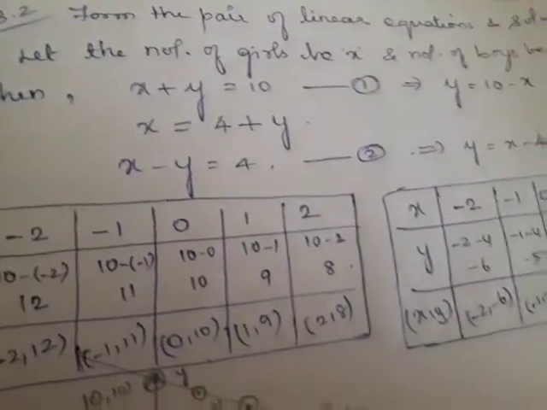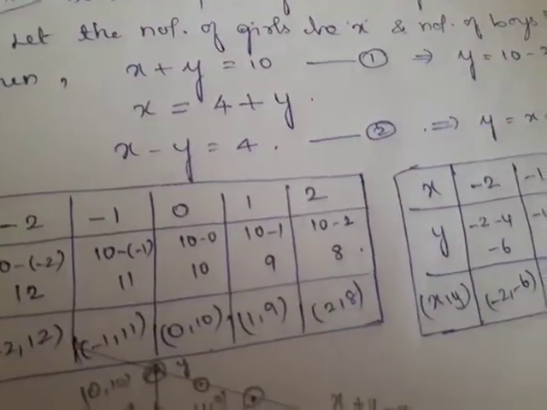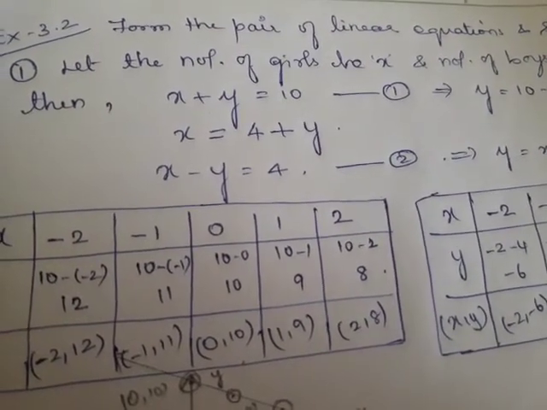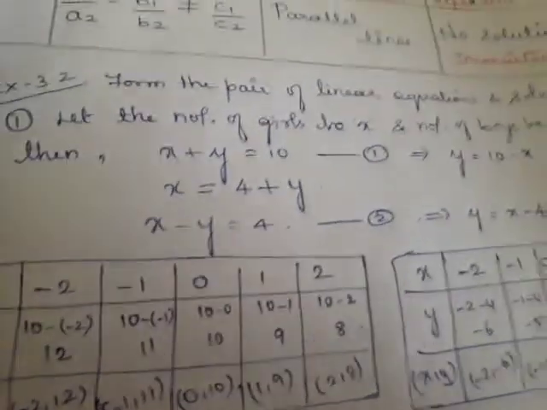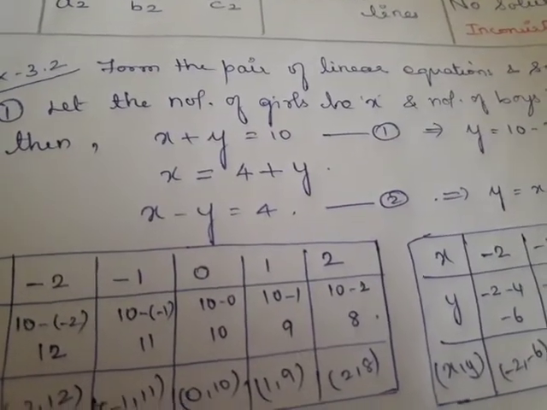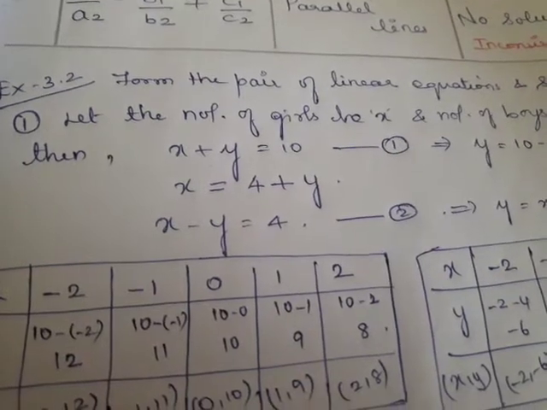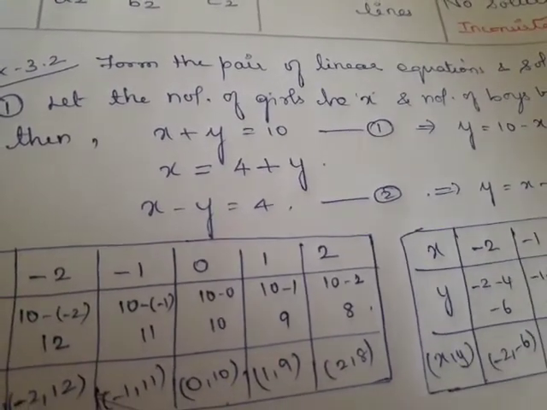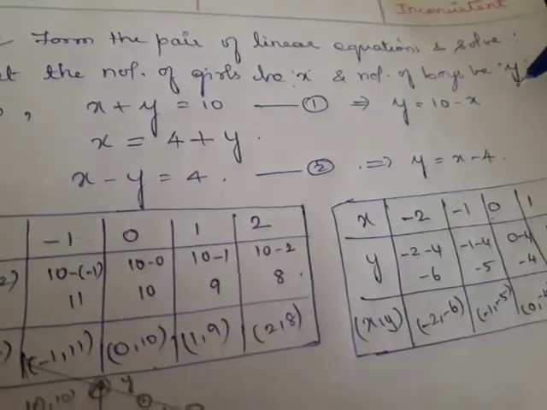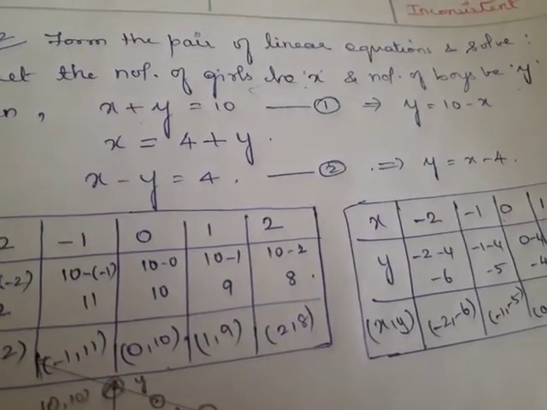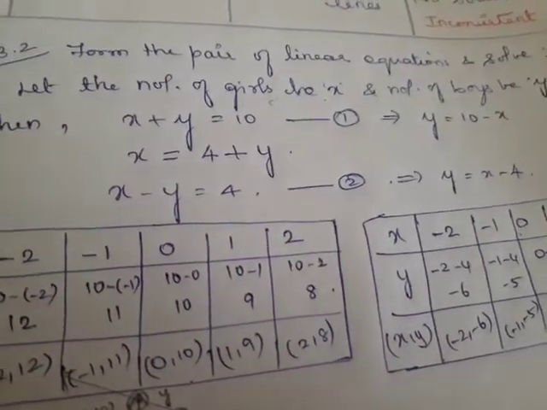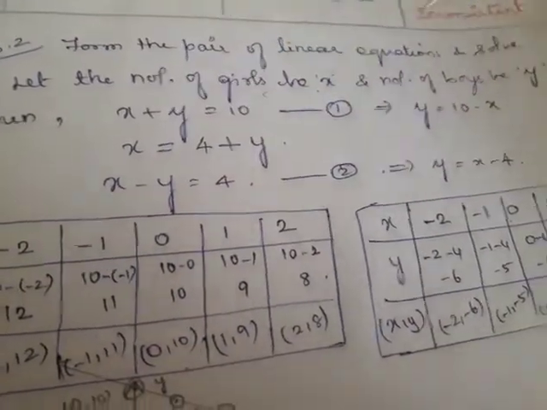Now the first question: 10 students of class 10 took part in a mathematics quiz. If the number of girls is 4 more than the number of boys, find the number of boys and girls who took part in the quiz. So now, whatever is asked in the question, that only should be your assumption. Here they asked you to find the number of boys and girls. So take your assumption from there only. So let the number of girls be x and the number of boys be y. Why girls should be x and boys should be y, you can take it any way, no matter. You can take number of girls as y and number of boys as x. Here I have taken girls as x and boys as y.